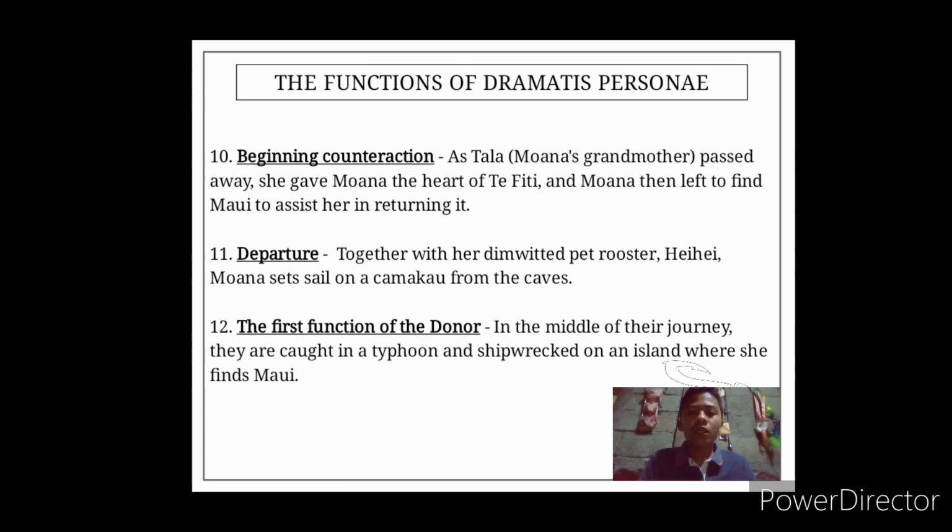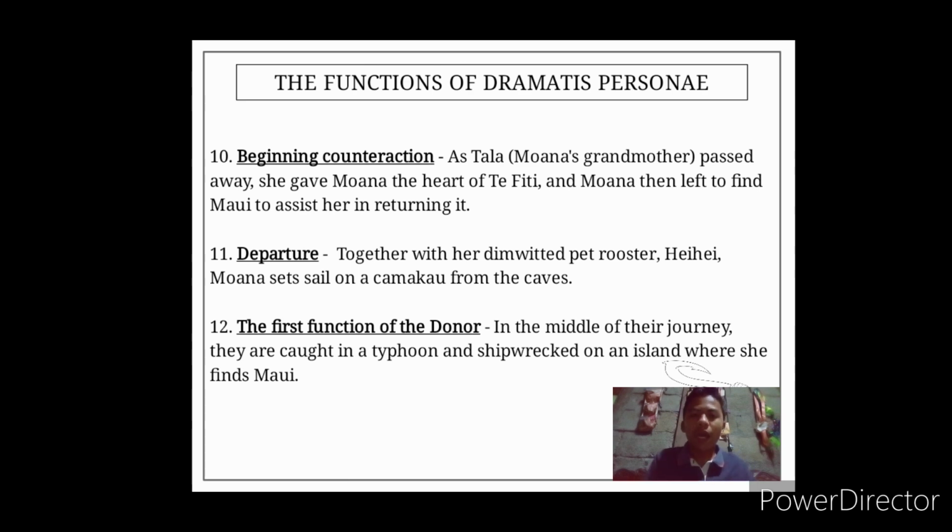Number 11. Departure. Together with her dim-witted pet rooster, Heihei, Moana sets sail on a kamakau from the caves, kamakau, or a boat. Then number 12. The first function of the donor, in which the hero is tested, interrogated, attacked, etc., which prepares for her receiving either a magical agent or helper. So, in the middle of their journey, Moana together with her rooster, Heihei, were attacked by a typhoon and shipwrecked on an island where she finds Maui.